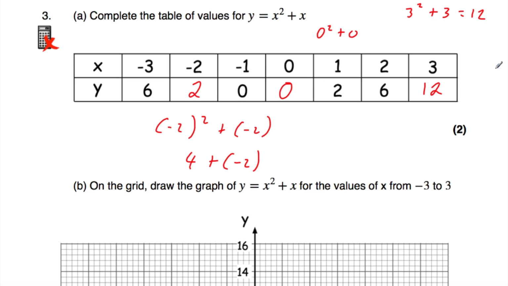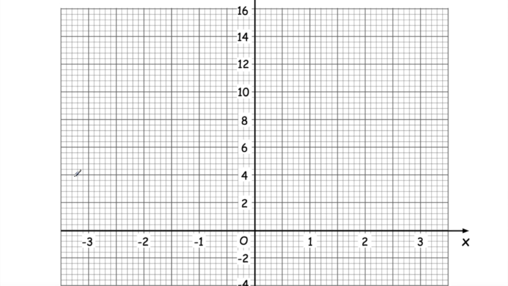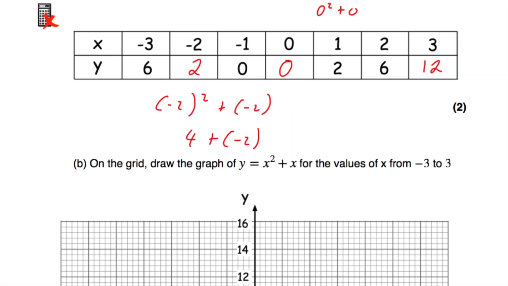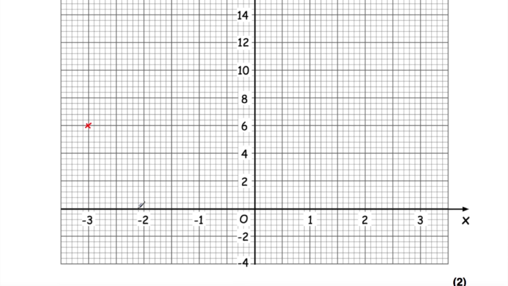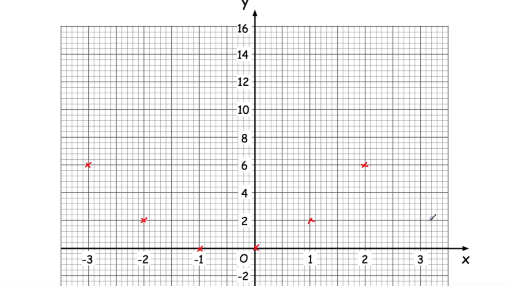So let's do that. So let's start off with negative 3, 6. So negative 3, 6 would be there. Next, the next one was negative 2, 2. So negative 2, 2 would be there. And then negative 1, 0, and 0, 0. And then 1, 2, and then 2, 6, and then finally 3, what was that again? It was 12, so 3, 12.